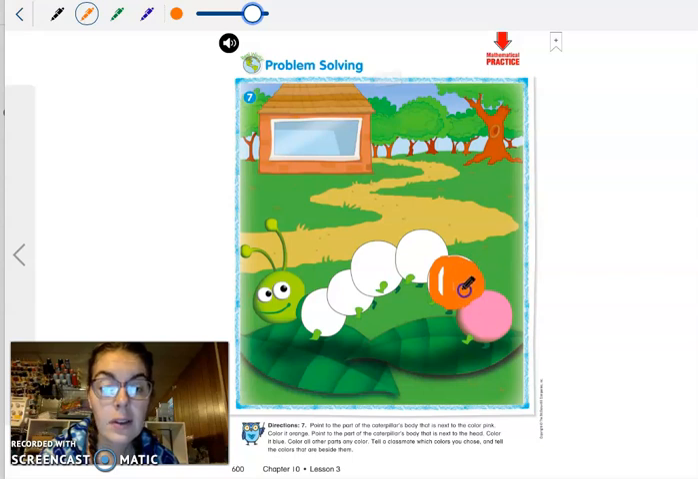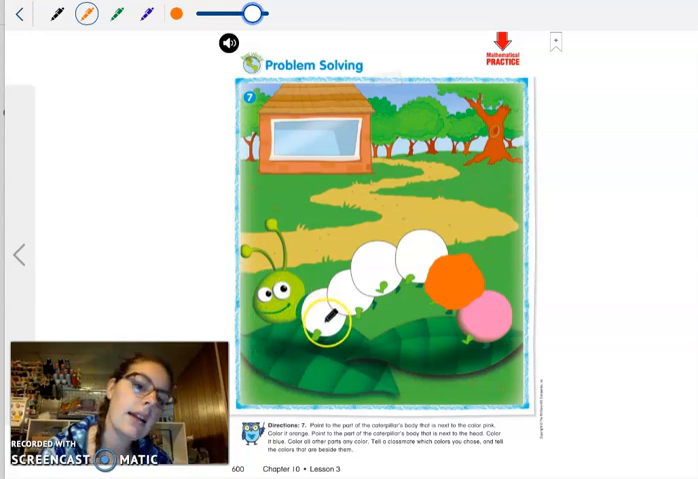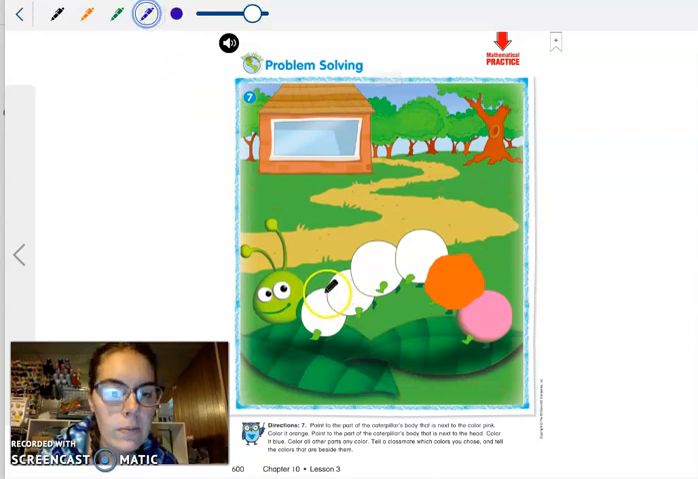And when you're at home and you have crayons and you're doing this in your math book, it'll be a little bit easier. Okay, now we're going to point to the part of the caterpillar's body that is next to the head. So here's the head. Here's the part that's next to. We're going to color that part blue.